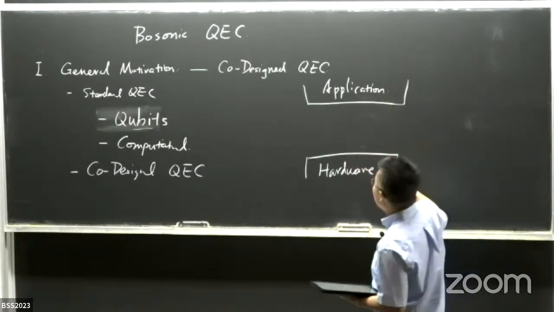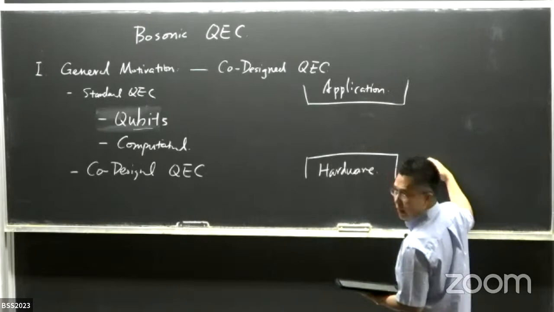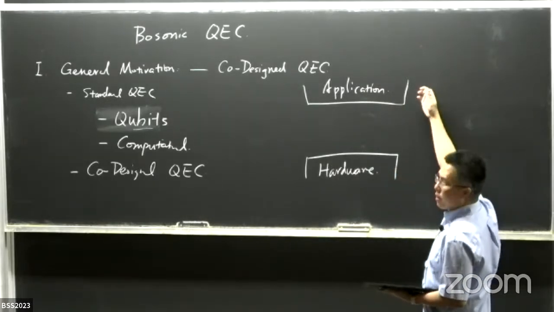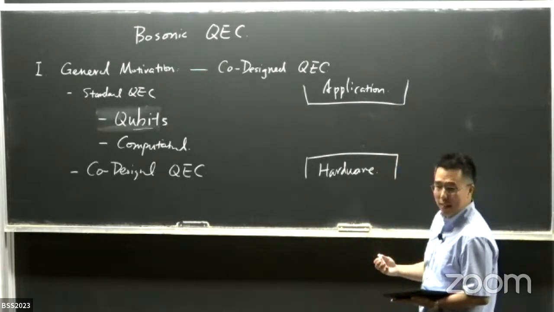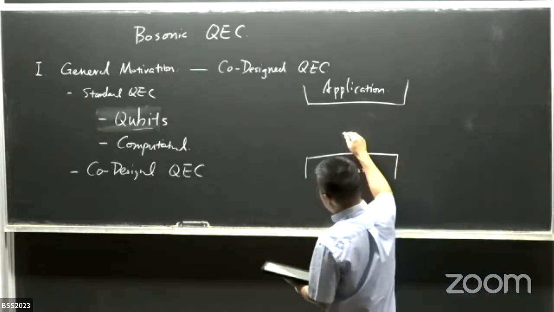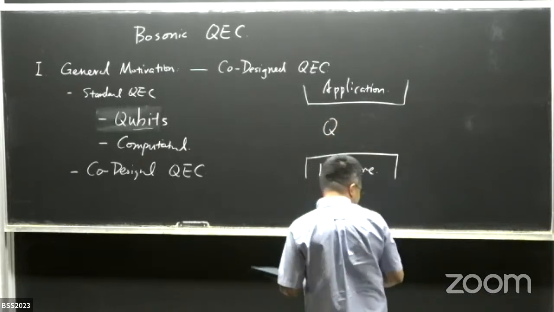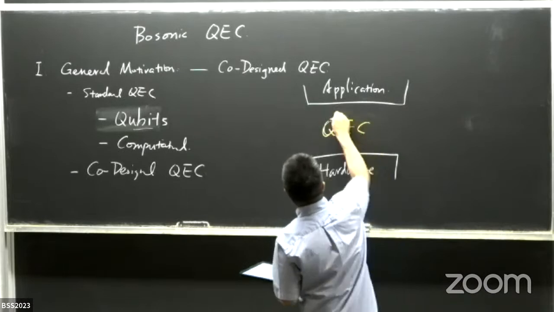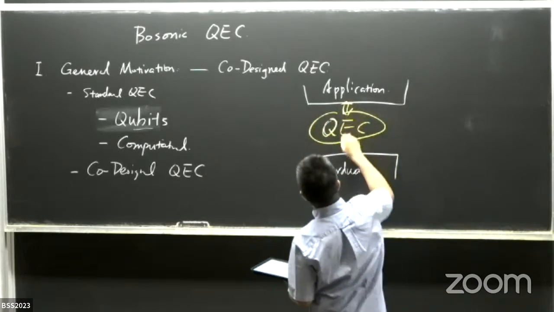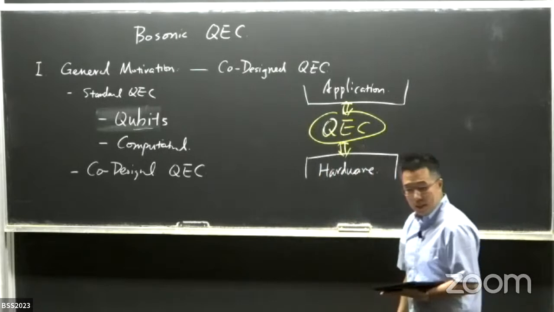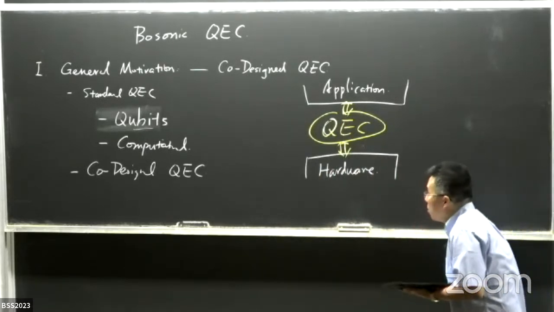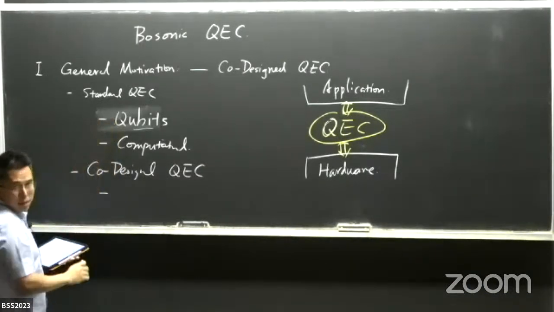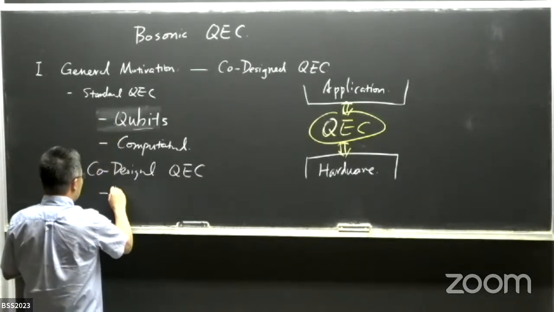However, there's a gap, and the gap is that there are decoherence and imperfections of the physical system. Also, in order to implement quantum circuits, we worry about connectivity and scalability. Here, I want to put quantum error correction, which connects the application and connects the hardware. More specifically, rather than just the abstract qubit, we need to think about the physical platform.